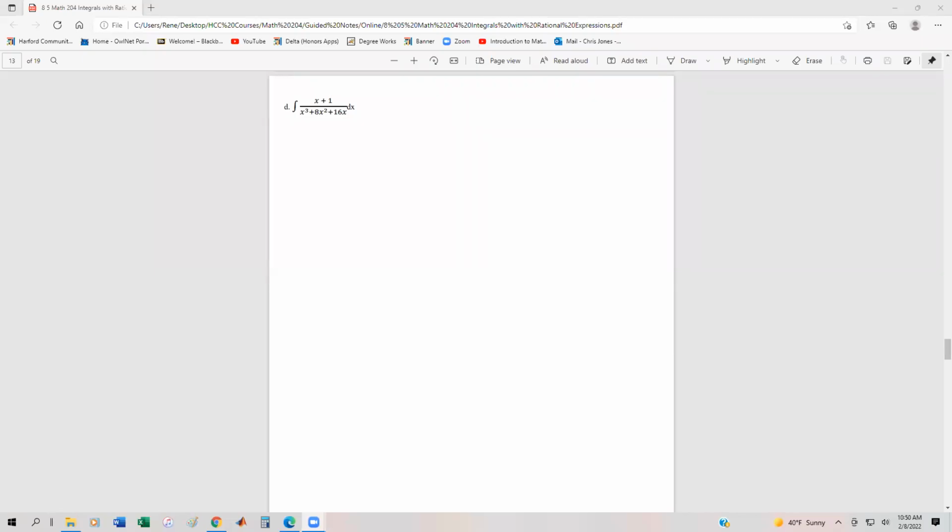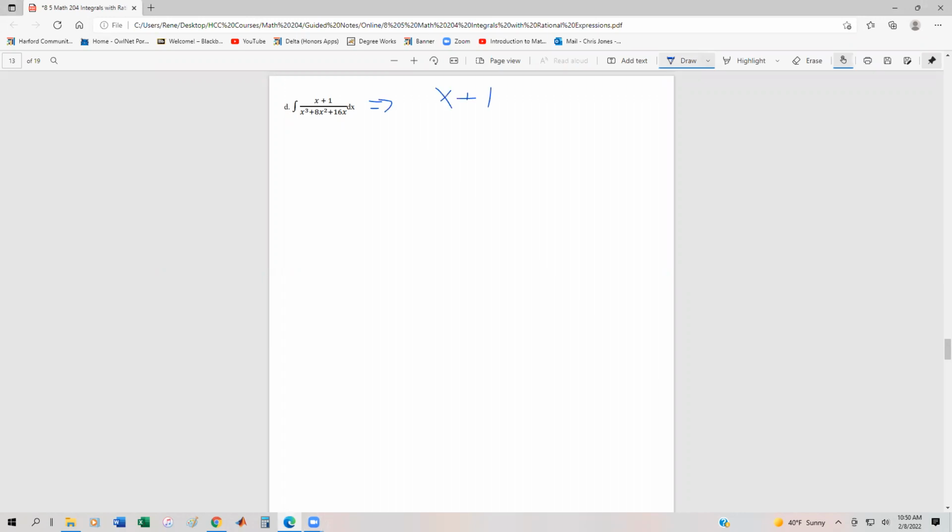Integral of (x plus 1) divided by (x cubed plus 8x squared plus 16x) dx. All right, so we're going to go ahead and use decomposition once again, just because the numerator has a degree less than the denominator. If we go through and factor this, the first time, we're going to need two factorizations.